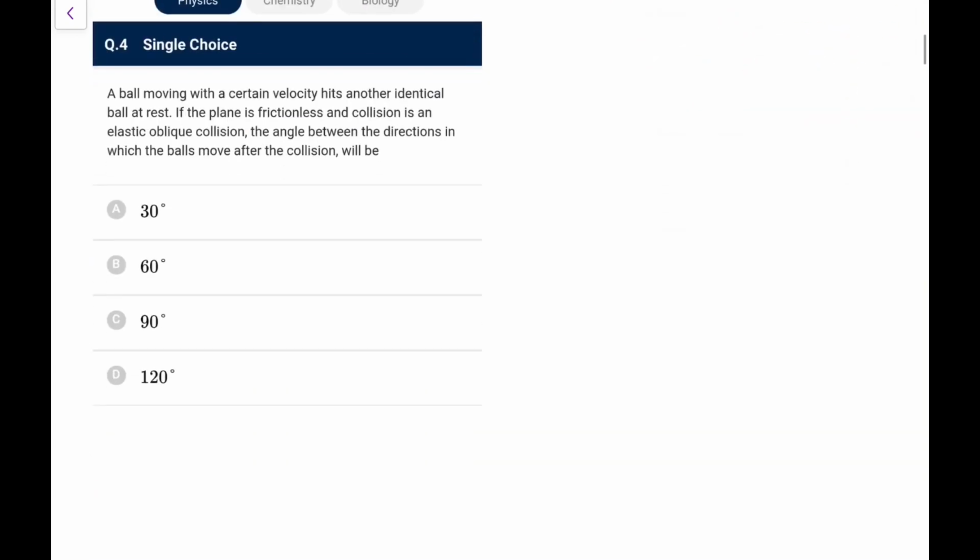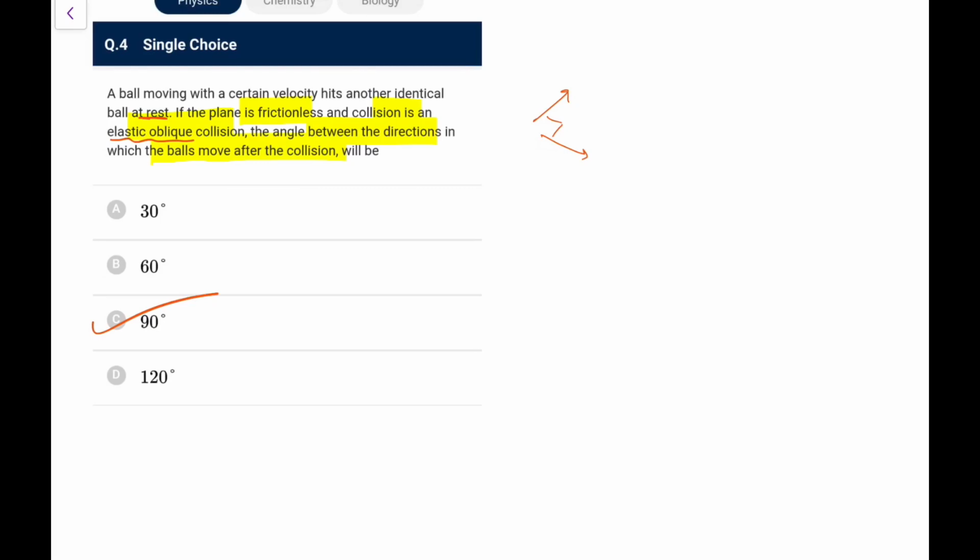Next one: a ball going with a certain velocity hits another identical ball at rest. If the plane is frictionless, the collision is an elastic oblique one. The angle between the directions the balls move after the collision, you have remembered this. If you have an oblique elastic collision between two identical balls with one ball at rest, both will go perpendicular to each other, so the angle would be 90 degrees. Just recall this concept. This is given in your NCERT book also.